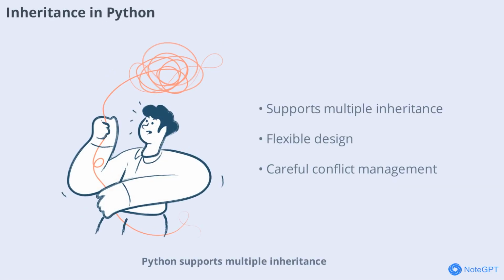Python supports multiple inheritance, allowing a class to inherit from more than one superclass. This is done by listing multiple parent classes in the class definition. Python's flexible approach to inheritance makes it easy to combine behaviors from different sources, but it also requires careful design to avoid conflicts and ambiguity.